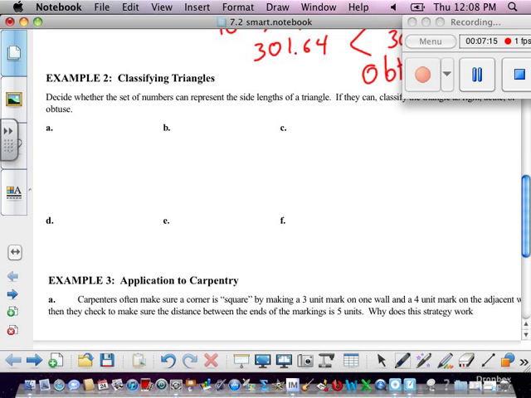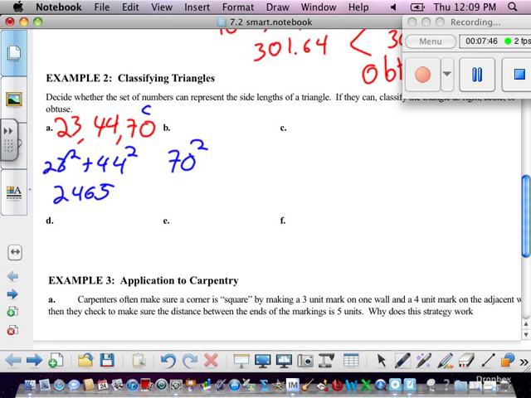We've got 23. We've got 44. Which one's C? 70 is C. So I know I've got 23 squared plus 44 squared, and I'm trying to figure out what 70 squared is. Remember, the calculators are in the back of the room. 23 squared plus 44 squared gives us 2,465, and we've got 70 squared, which is 4,900. So C squared is greater than A squared plus B squared, so it is obtuse.